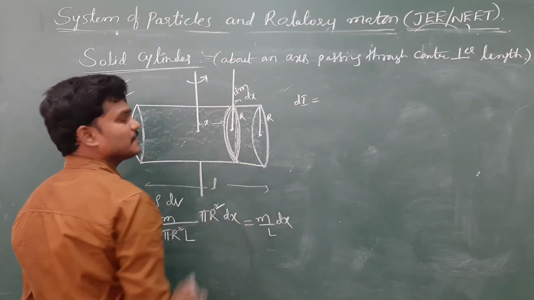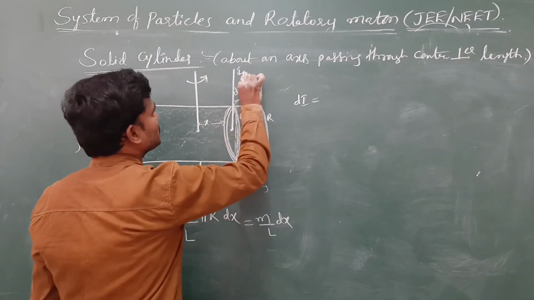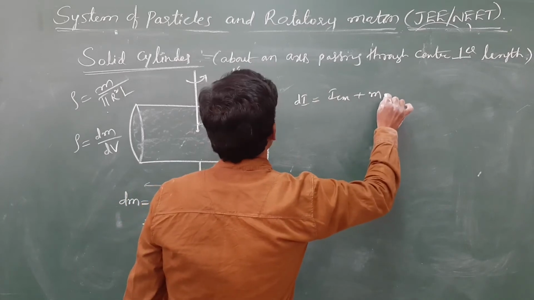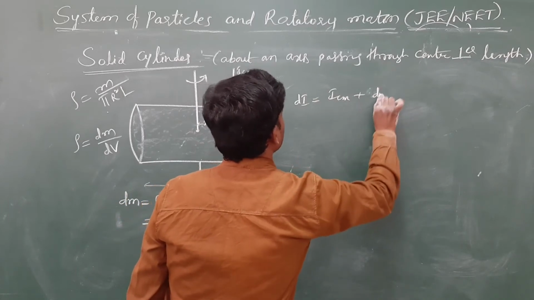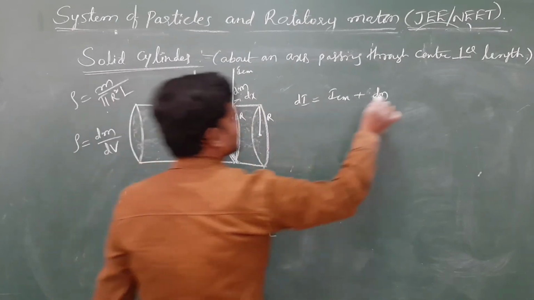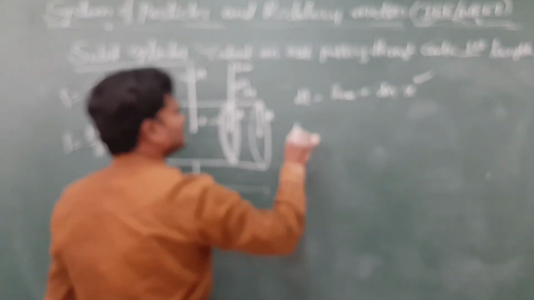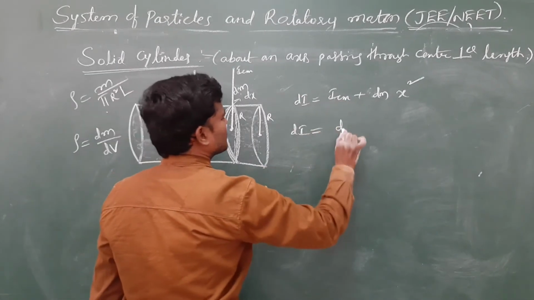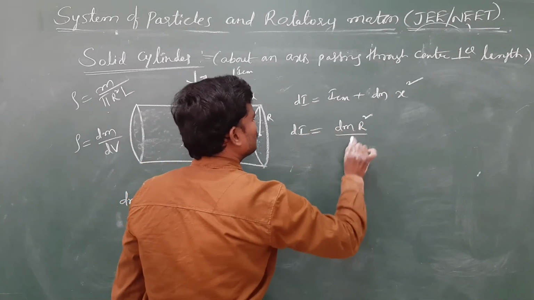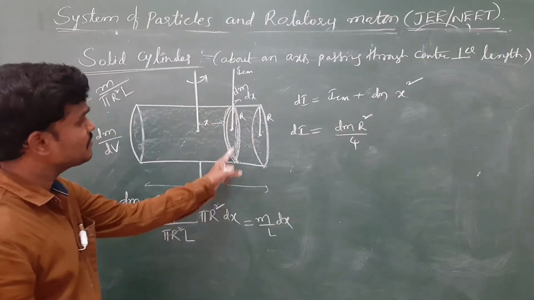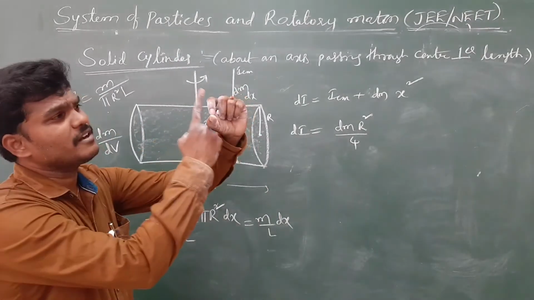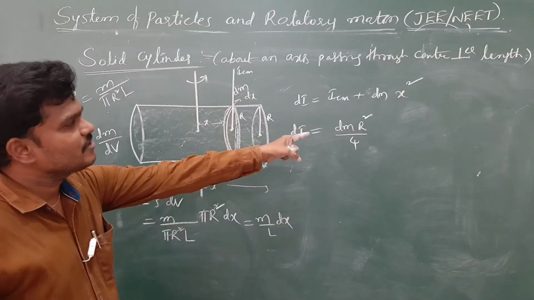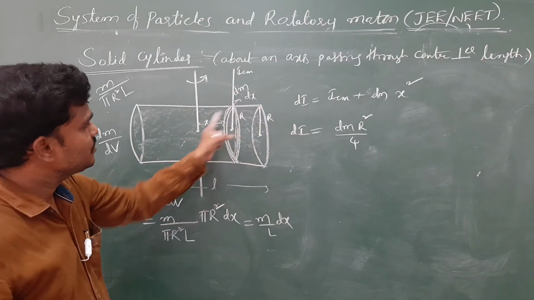This gap is x. Moment of inertia passing through center of mass plus mass into distance squared. dm is the small mass. And this dI is equal to moment of inertia passing through center of mass, which is dm r square by 4. This is the axis passing through the diameter of the disk, mr square by 4, plus dm into this gap.